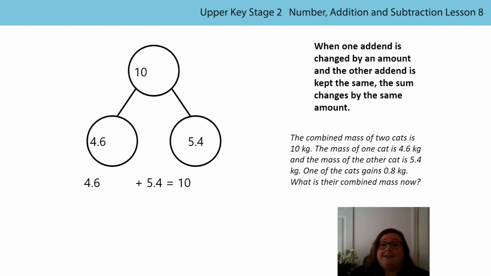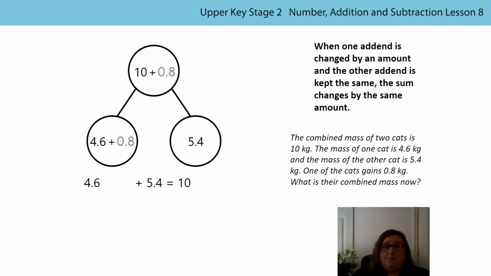One of the cats gains 0.8 kilograms. What is the combined mass of the cats now? Well, how have the addend and sum changed? We've added 0.8, haven't we? We don't know which cat has gained the weight, so we can add 0.8 to either addend. Do I need to calculate the new value of the addend? No. Like with the previous example, as long as I know what the value of the change is, I only need to alter the sum. So I just need to do 10 add 0.8.